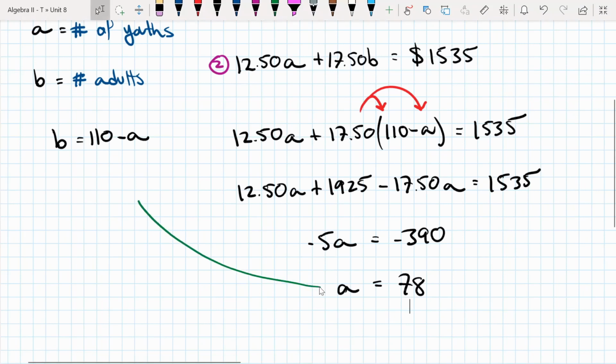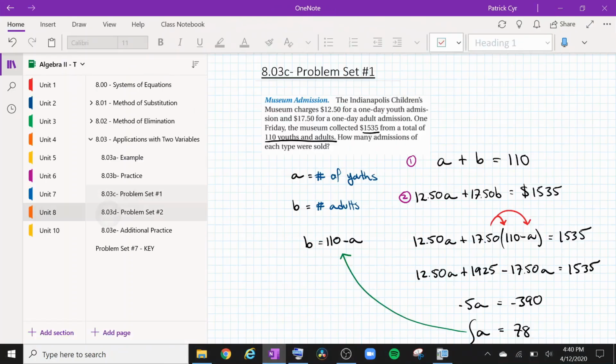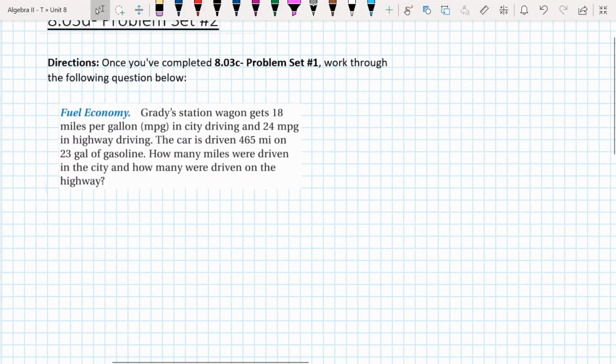If we know the value of A, we can quickly find the value of B by plugging A into this equation here. And so the B value is going to be 110 minus 78, which is 32. All right, let's wrap up this video by going through a more challenging problem.